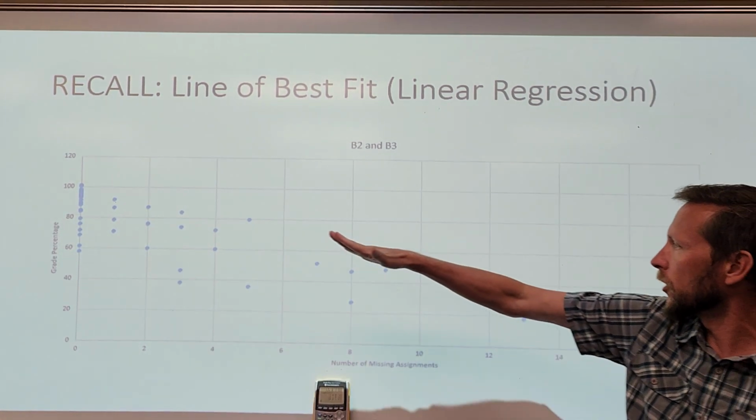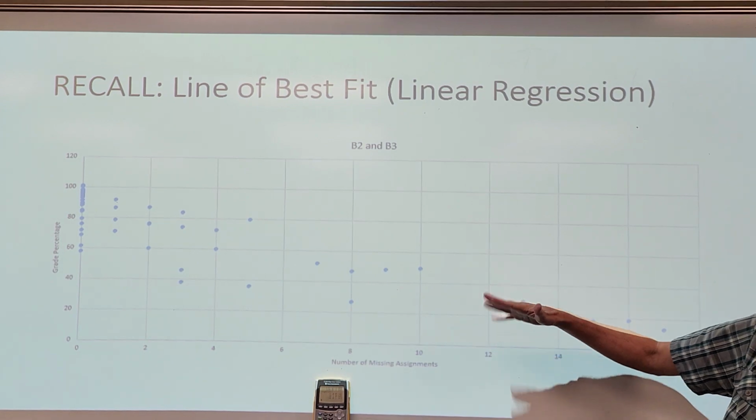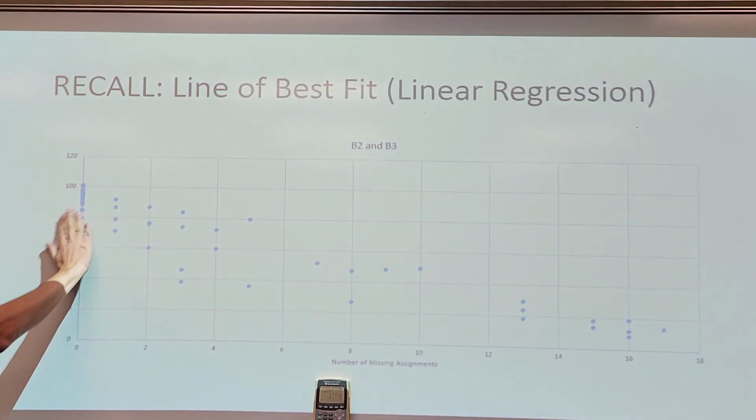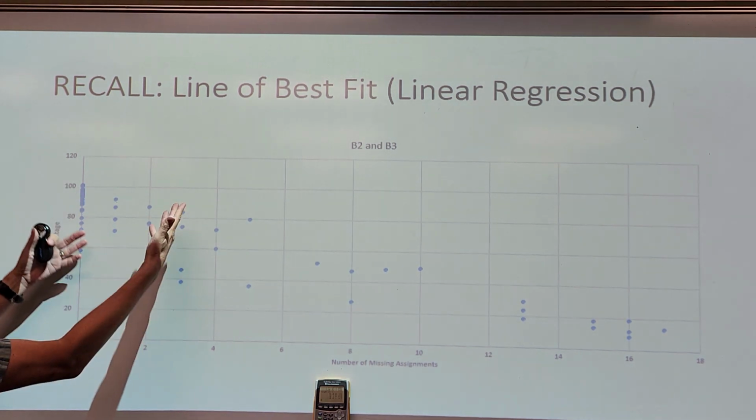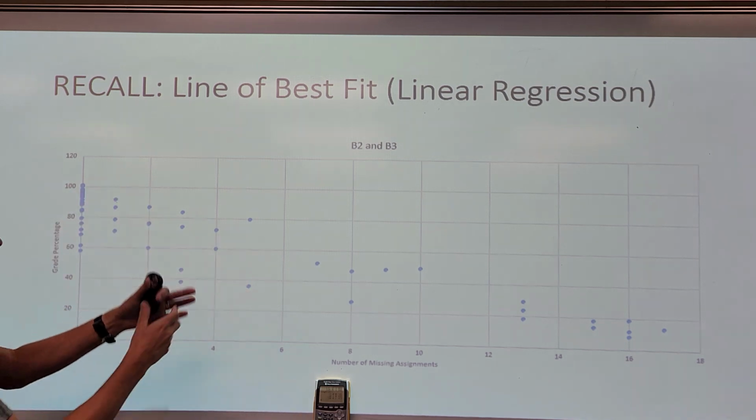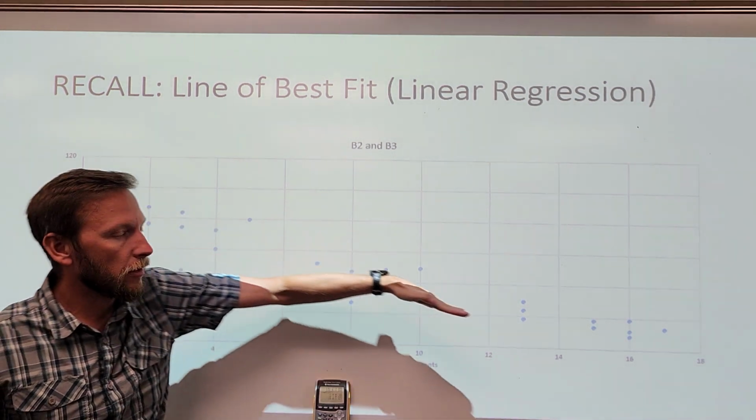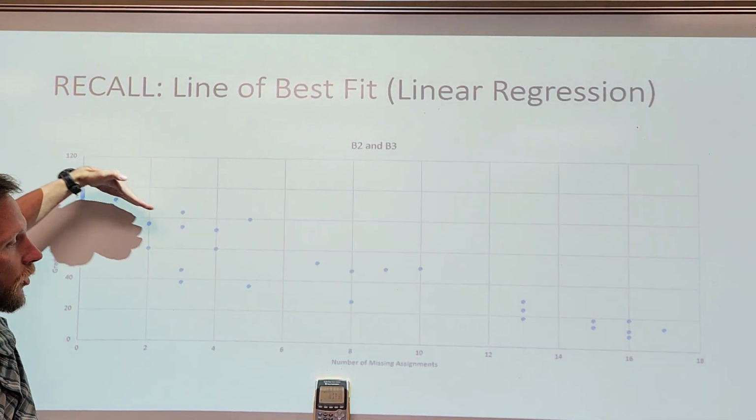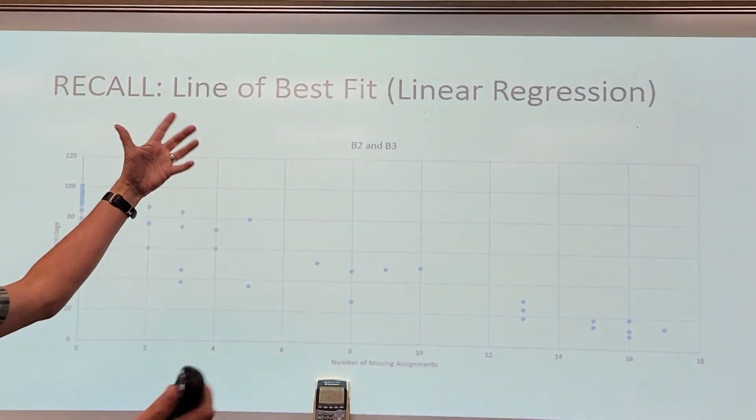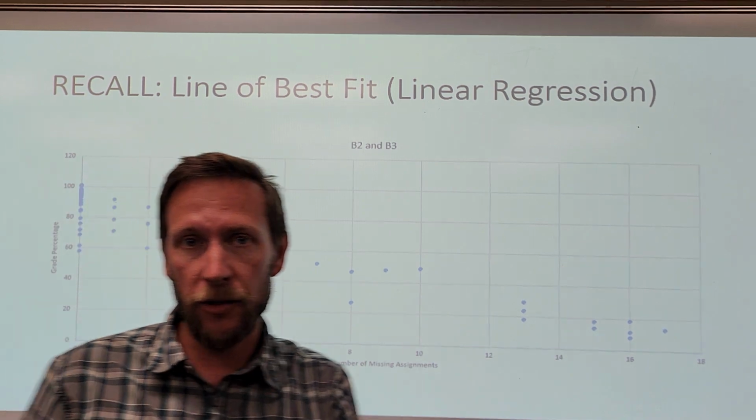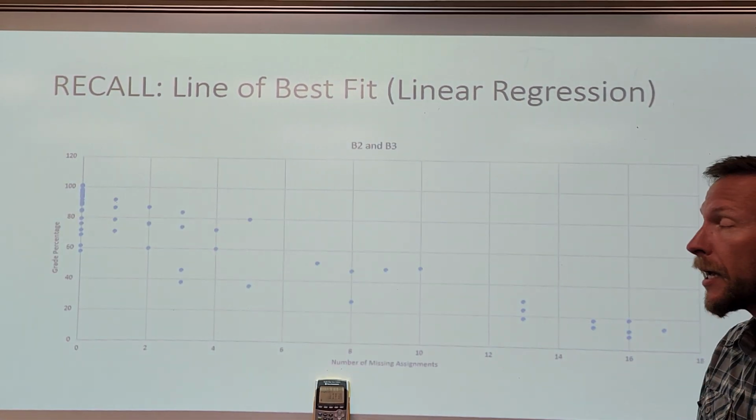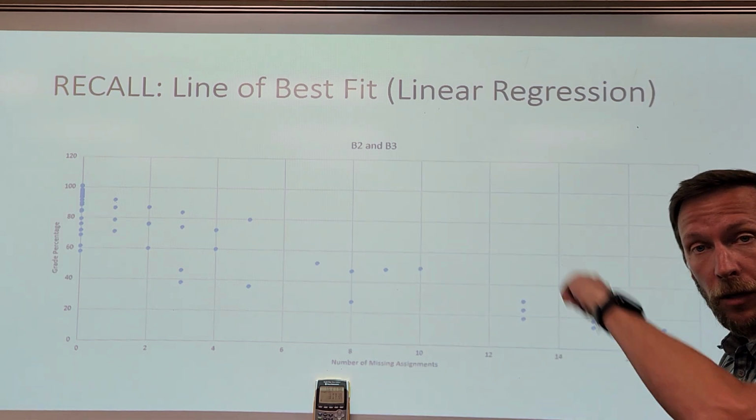So if you're missing more assignments, your grade is probably lower than those who are not missing assignments. Just because you miss an assignment doesn't mean that your grade is automatically a terrible grade, but we can kind of see that there is a connection between the number of missed assignments and a decrease in your grade. And so we use line of best fit for analyzing data that follows a linear model, but sometimes our data will follow a parabolic model.